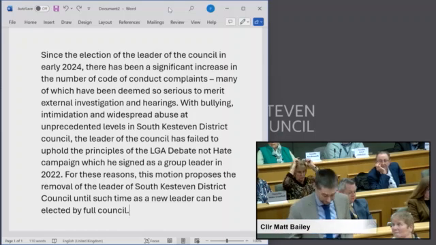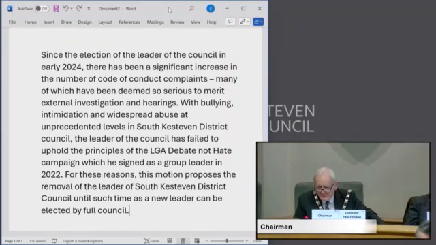Thank you for the amendment, Councillor, and obviously we now need to debate that amendment. I need a seconder for the amendment first. Councillor Whittington. Please accept the amendment and then we'll go to debate.